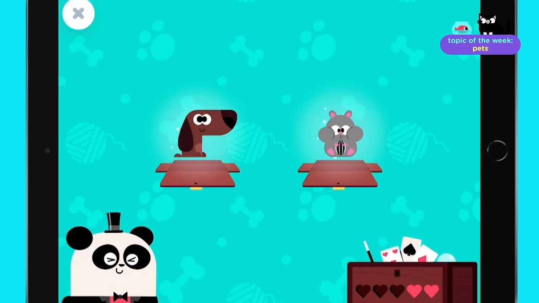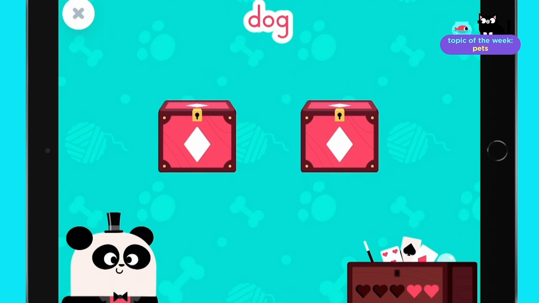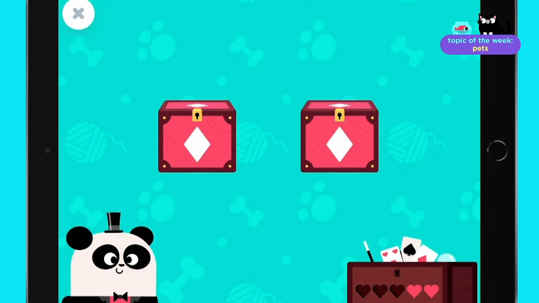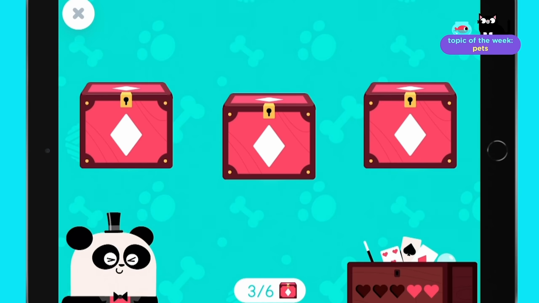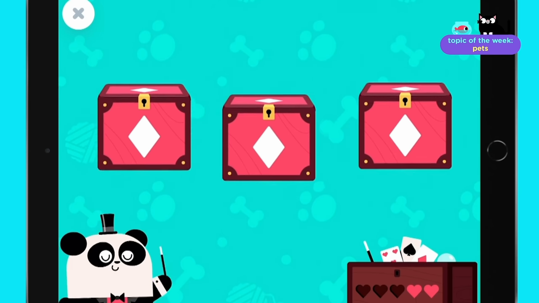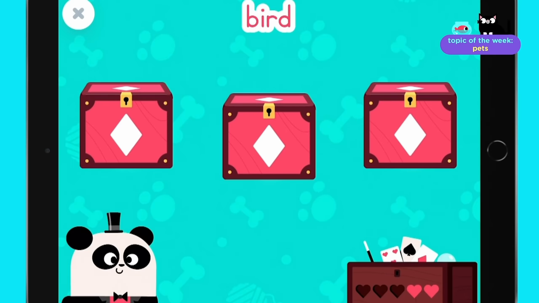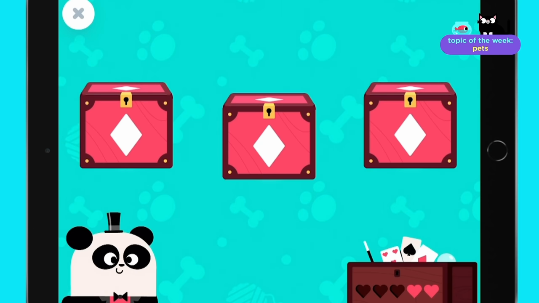Look at the pictures to remember where they are. Dog. Great! You found the dog. Try with one more. Bird. Look carefully at the pictures to remember them. Bird. Great! You found the bird. Try with one more.